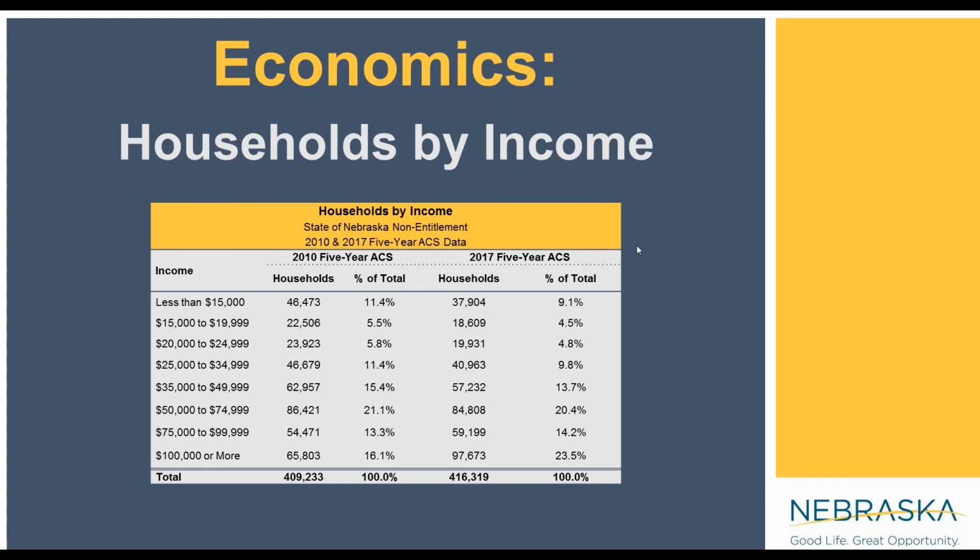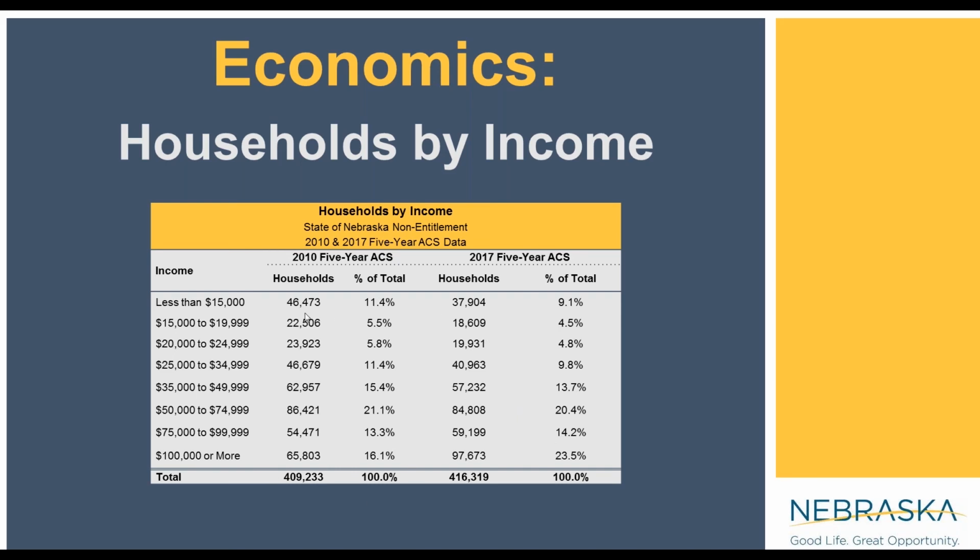Households by income. So we see the 2010 5-year ACS and the 2017 5-year ACS. The main takeaway of this slide is increases in households with $100,000 or more, percent of total rising from 16.1 to 23.5%. These are undeflated dollars, so the 2017 dollars are worth less than the 2010 dollars just because of inflation and the lack of deflating these values. So that does account for some increase on the higher end of the spectrum, but not that much. The cost of living increases aren't that much.